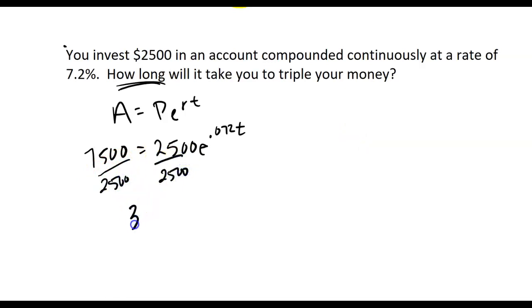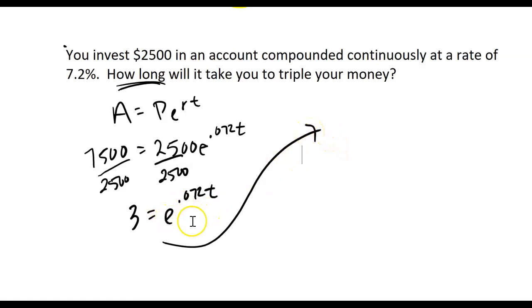When we do that, we'll get 3 equals e to the 0.072 t power. Well, we're trying to solve, which means we need to isolate the t, but it's stuck in the exponent, and you might feel like you are stuck. So this is when you can rewrite things as a log, right? If I want to rewrite it as a log, the base is e. Log base e is the same thing as natural log.